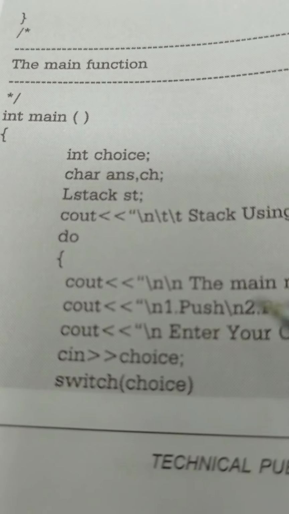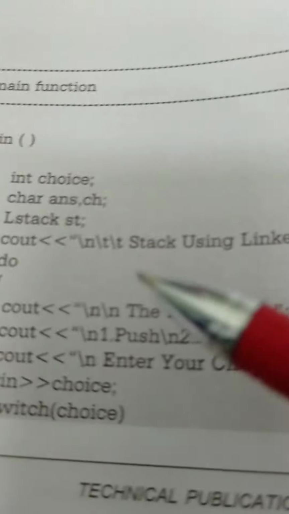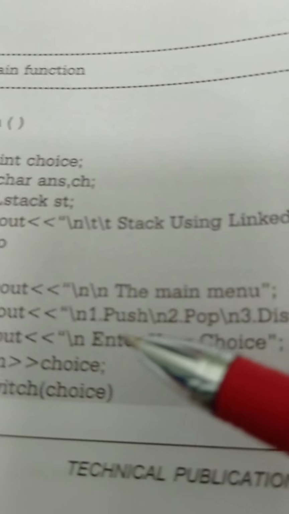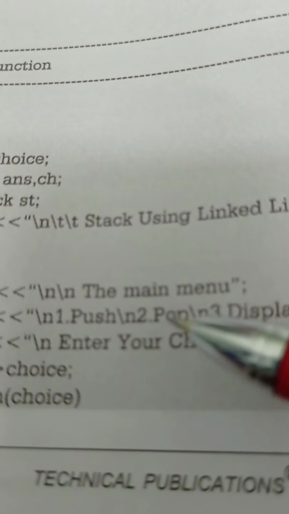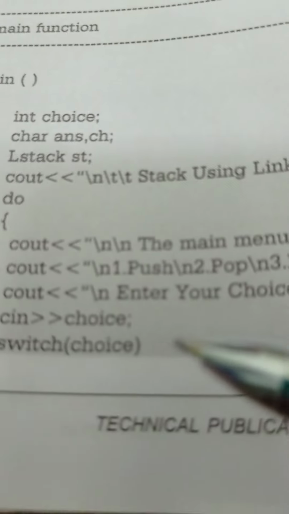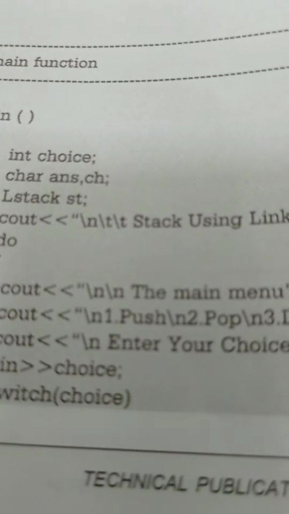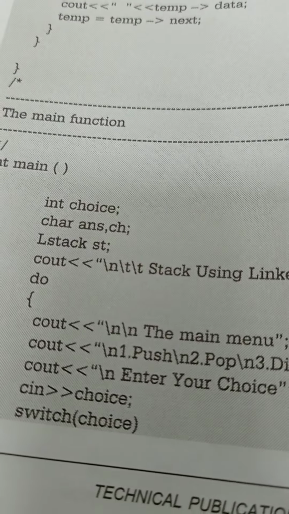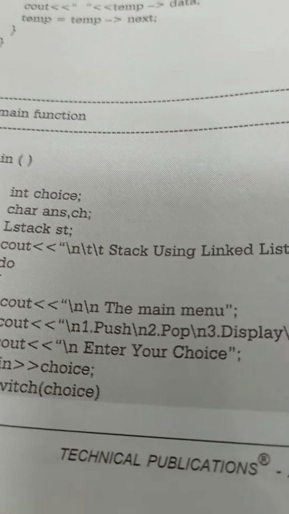Depending on the choice, suppose you press 1, it will push the data into the stack. Suppose you press 2, it will pop the data from the stack. Suppose your choice is 3, at that time it will display the content of the stack. If you select the choice as 4, then it comes out of the program. That is, using switch we can select any function.